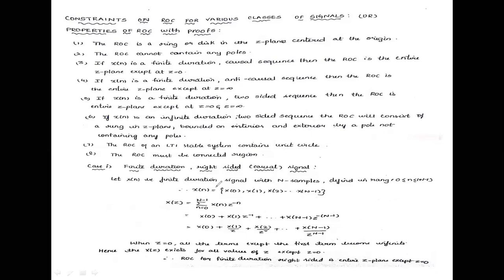So let x of n be a finite duration signal with N samples, defined in the range 0 less than or equal to n less than or equal to N minus 1. So I'll have x of n as x of 0, x of 1, x of 2, and so on, up to x of N minus 1. Substitute these values in the X of z definition of the z transform. We have only 0 to N minus 1, so take the summation from 0 to N minus 1 of x of n z power minus n.